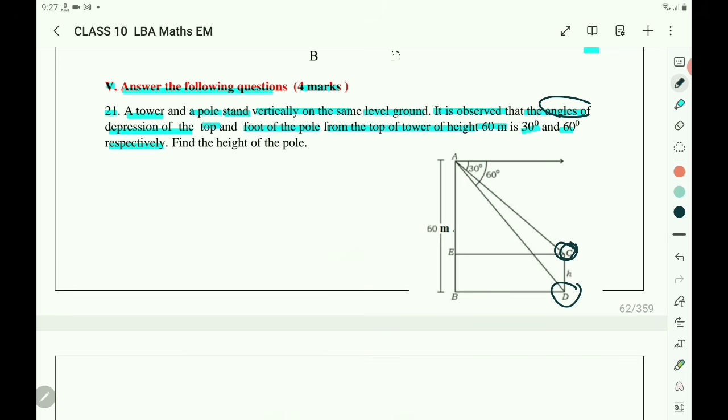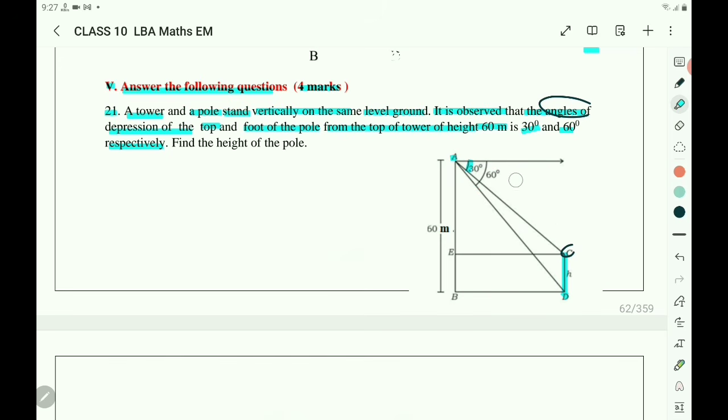Angle of depression of the top of the pole is 30 degree. This is the top and this is the line of sight. This is the horizontal level and the angle of depression is 30 degree. And from the point A, D is viewed, that is the bottom of the pole. This is the line of sight. Then the angle of depression is 60 degree. We have to find the height of the pole.